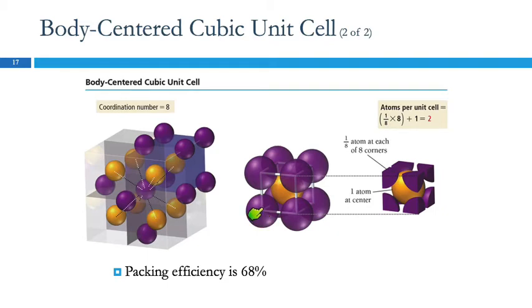This is what it looks like without chopping off all the extra pieces. This is trying to represent how many atoms it's touching. And remember, this gold atom is the same element as the purple ones. We're just making it a different color so we can see it easier. But here, the coordination number is 8. If that doesn't make sense to you, that's okay. Packing efficiency is 68%. It's higher.